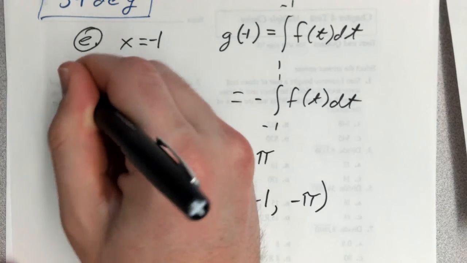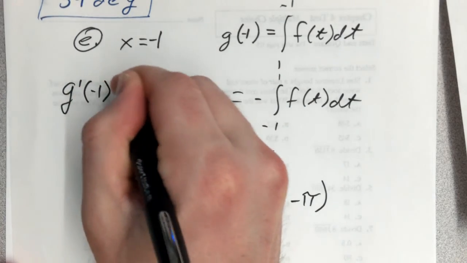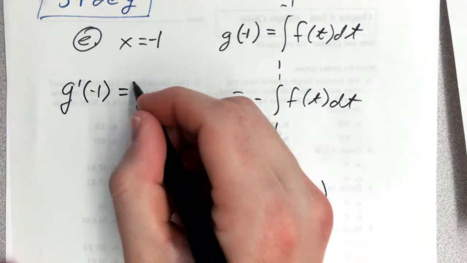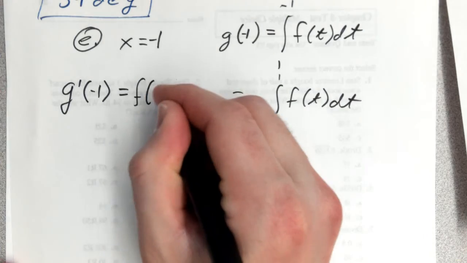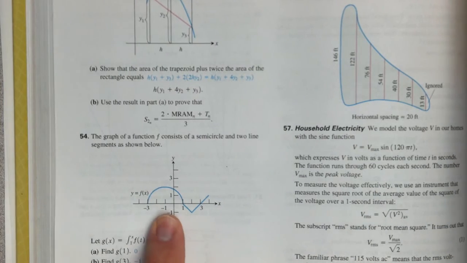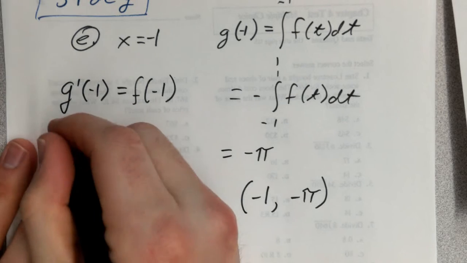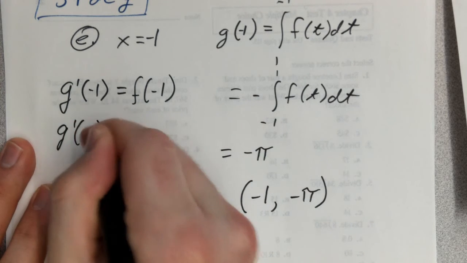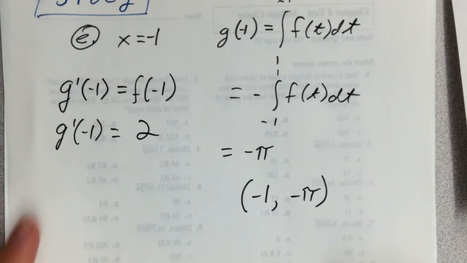That means we need g prime at -1, and we already said that g prime of x is equal to f of x, so we want f of -1. I'm going to go to the graph again and look at f of -1. I'm going to see that it's at 2, so I can write that g prime of -1 is equal to 2. Okay, so here's my slope.